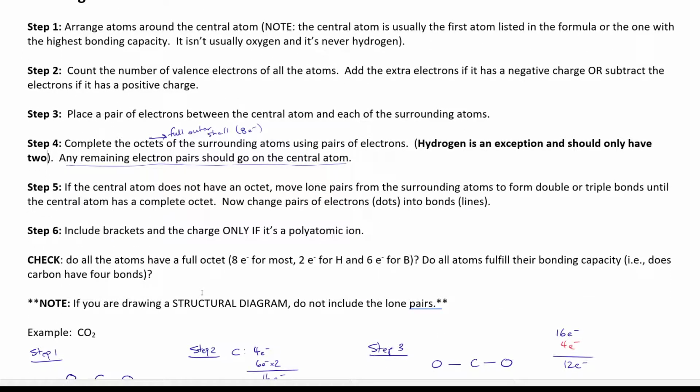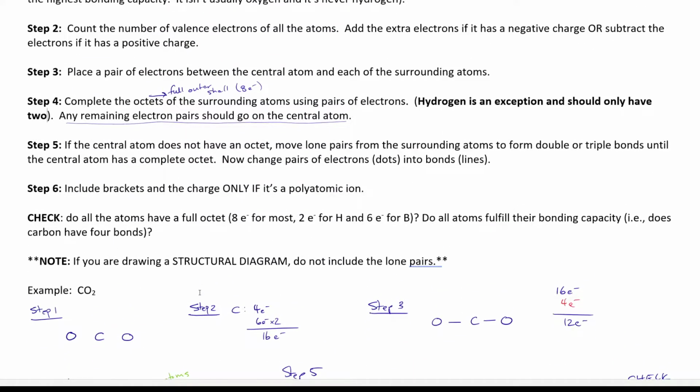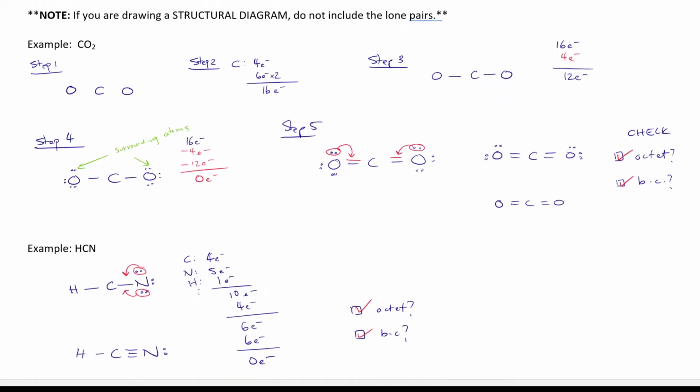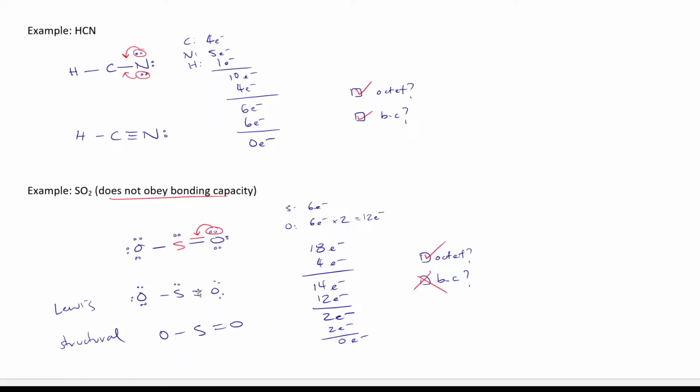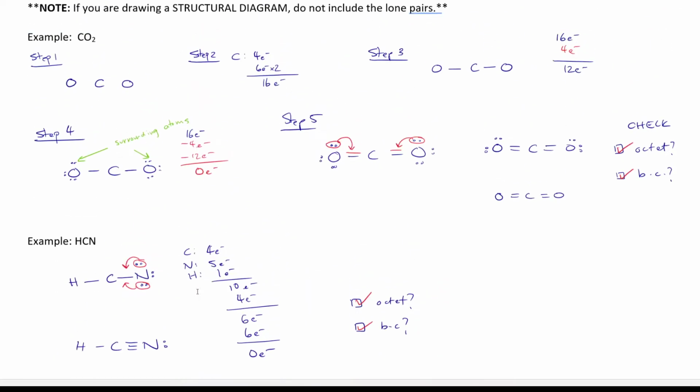If you follow the steps, you should be okay. If you start skipping around, then you might run into some issues. So just follow the steps and you should arrive at the correct answer, or the correct Lewis structure.